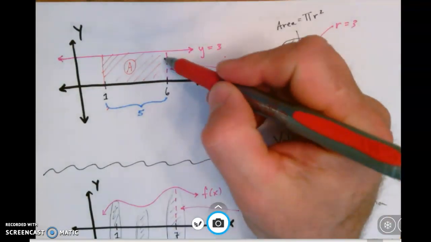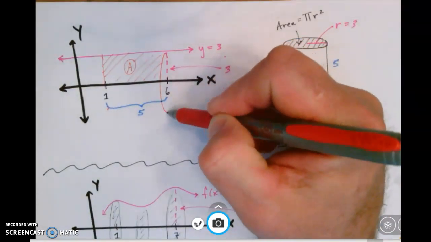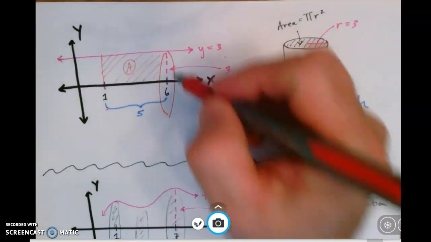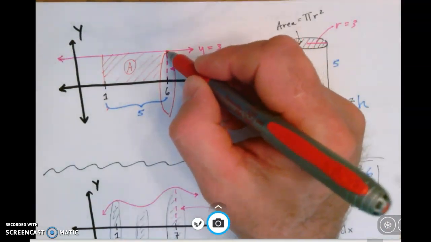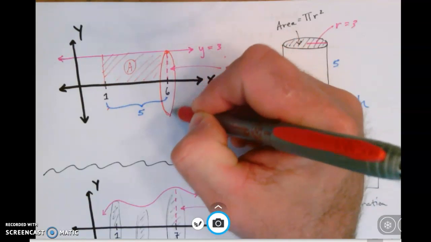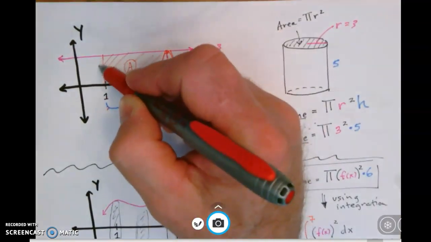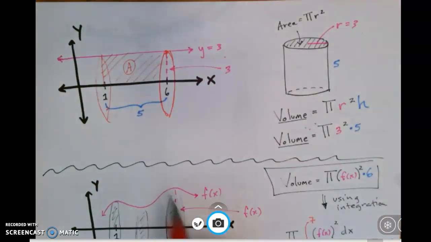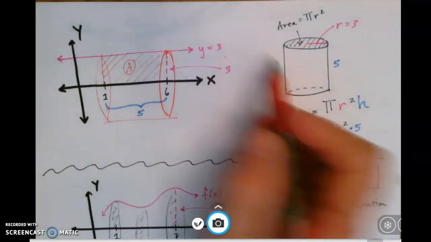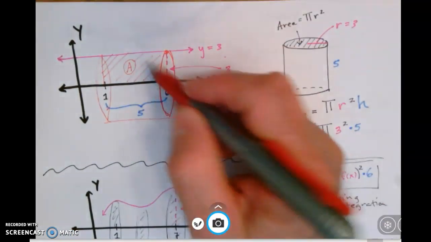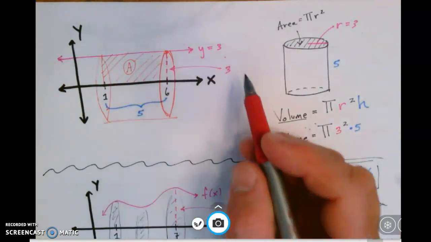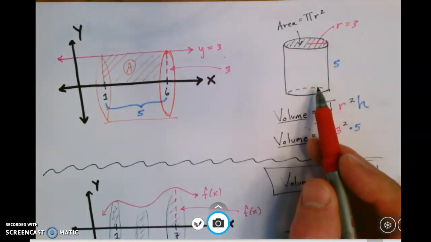If we rotated this line around the x-axis, it's hard to visualize, but imagine this is a string or something and we're just holding it tight, and then this shape right here is created. So if I'm rotating this thing all the way through, then this shape's created. If we're talking about a horizontal line, y equals 3, then that shape is in fact a cylinder.